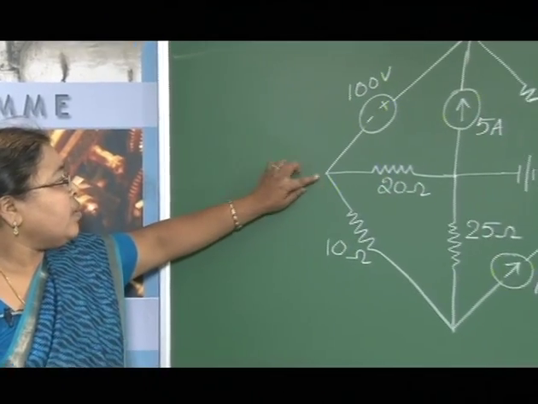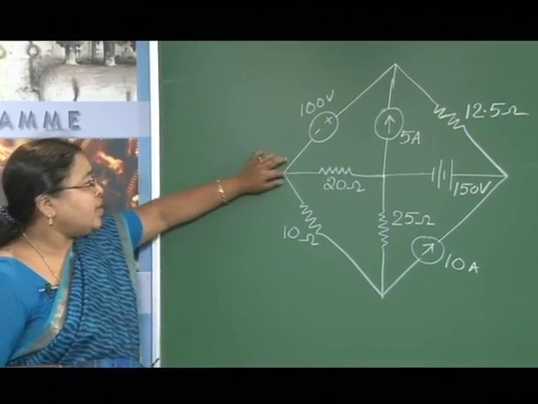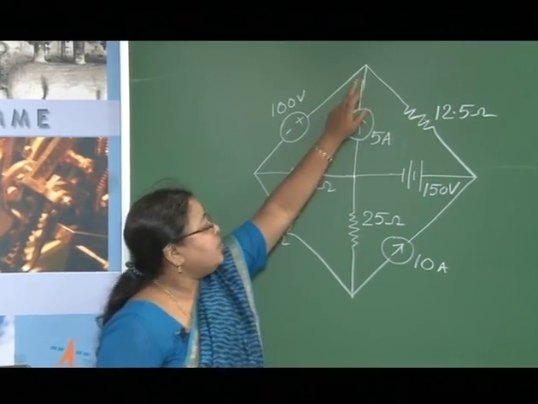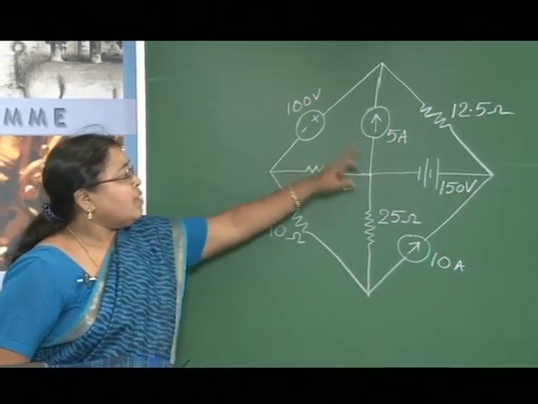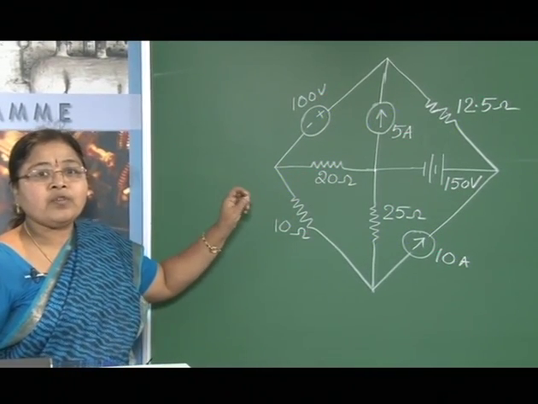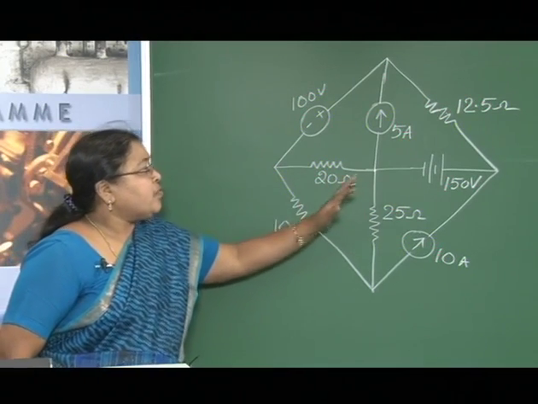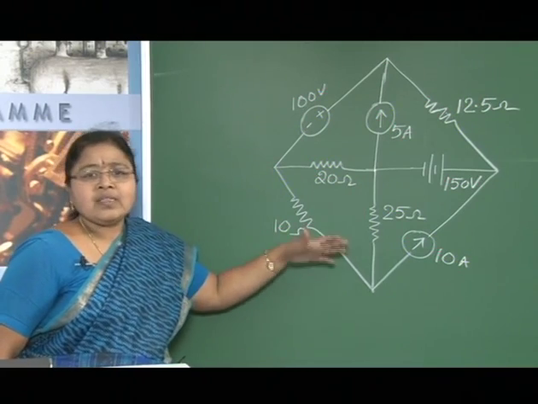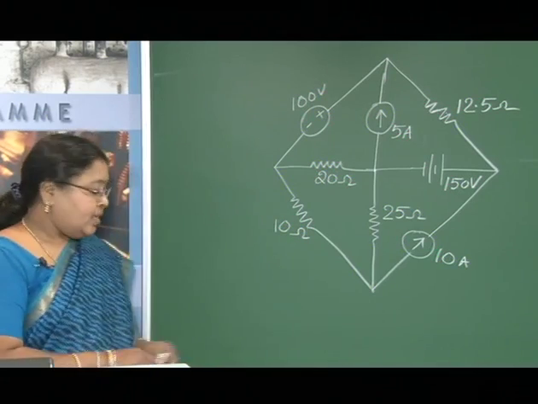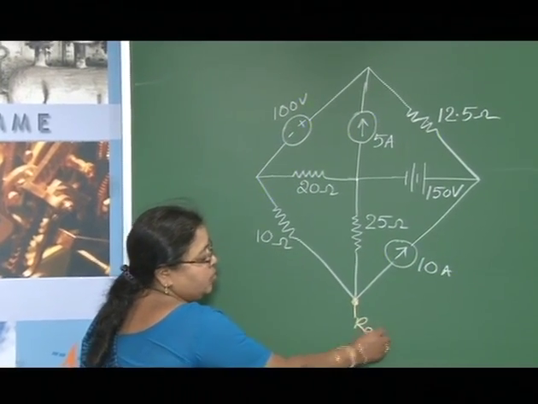This is one node where the 10 ohm, 20 ohm and 100 volt source are connected. This is node 1, this is the second node, this is the third node, the fourth node, and the fifth node. So in total we have 5 nodes in the circuit. Out of these 5 nodes, we have to make one the reference node. Which node do you prefer? We can select any node as the reference node, as I mentioned in yesterday's class. Let me say this is my reference node.